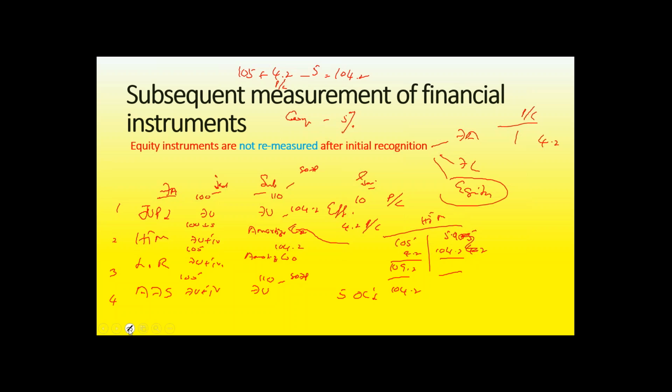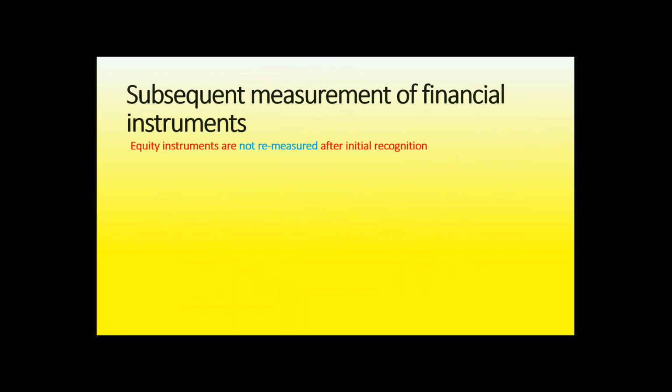Now let's look at the 2 liabilities. There can be 2 types of liabilities. One is what we call the fair value through profit or loss. The other one is the financial liability. So initially it is 100 because the transaction cost of 5 is charged to the P&L.